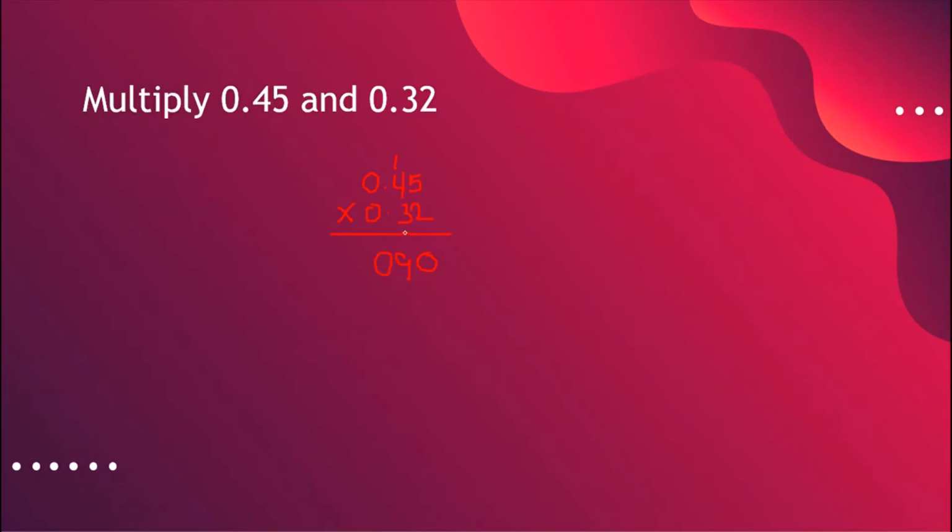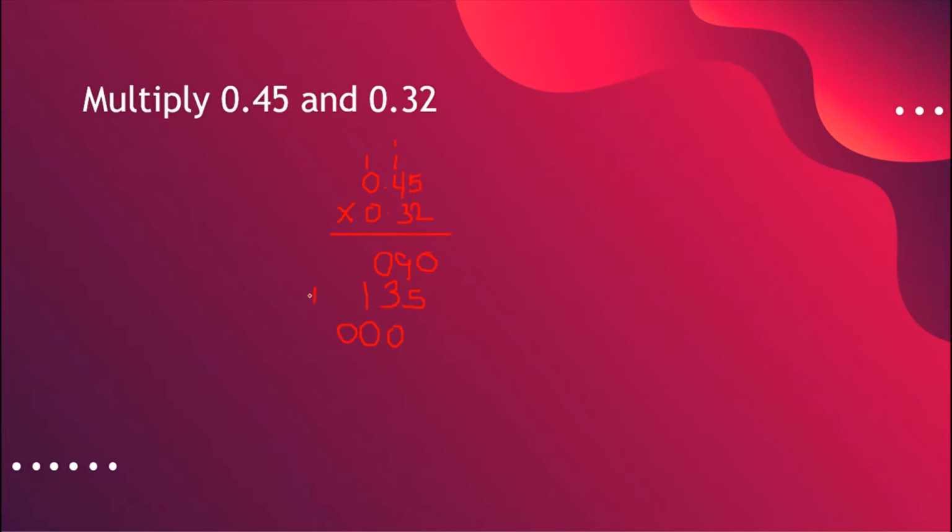Let's go to the second number. 3 times 5, that is 15. Carry 1. 3 times 4, that is 12, plus 1, that is 13. And 3 times 0, the answer is 0. Just bring down 1. So we have here the last number, which is 0. 0 times 5 is 0. 0 times 4 is 0. 0 times 0, of course, it is 0.